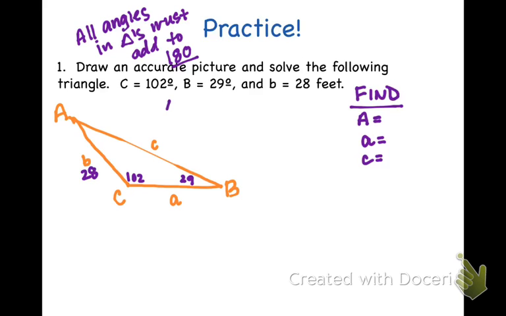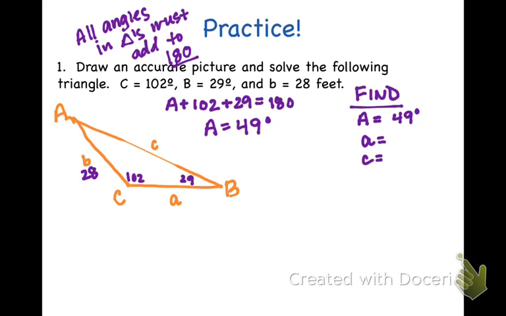To find the measure of angle A, I know that if I take angle A and add to it the 102 and the 29, all 3 of those add up to 180. So I just want to subtract 102 and 29, I want to take both of those away from 180. And you should get, I didn't do this beforehand, so I want to make sure I get the numbers right, 49 degrees. So angle A is 49 degrees. Once I find that, I can put that in my list. And I'm a third of the way done. We got 1, we got 2 more to go.